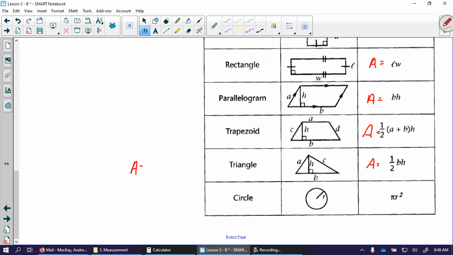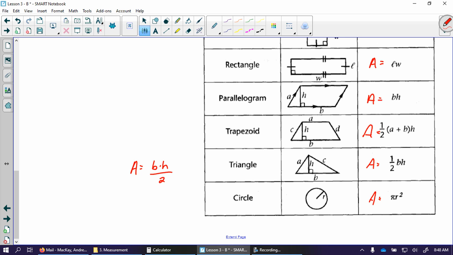Sometimes you will see for a triangle this formula, base times height divided by 2. They're fundamentally the same. And the area of a circle is pi times the radius squared. So we're going to go through a couple of examples on the next page.